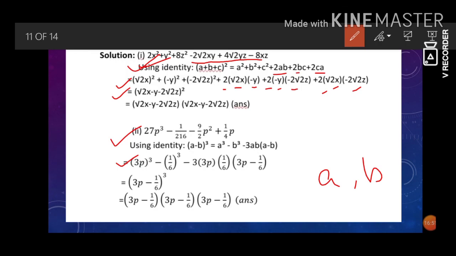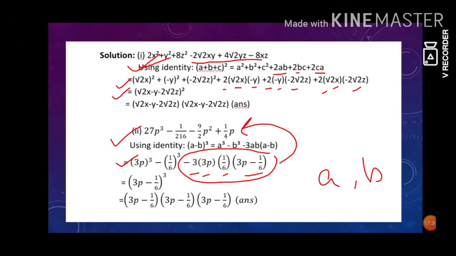So minus 3 is from the formula. a is 3p, b is 1 by 6. a minus b, the bracket, is 3p minus 1 by 6. Now when we evaluate the value of this part, we can see that it is minus 9 by 2 p square plus 1 by 4 p. So we are getting the previous term. So using the identity, we can write (3p minus 1 by 6) whole cube, which can be written as (3p minus 1 by 6) into (3p minus 1 by 6) into (3p minus 1 by 6). So this is the factorization.